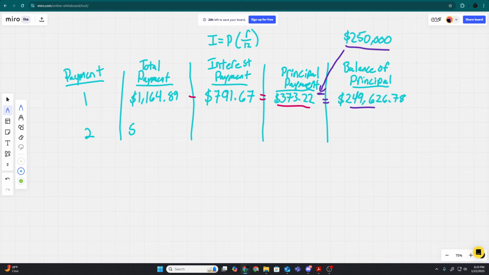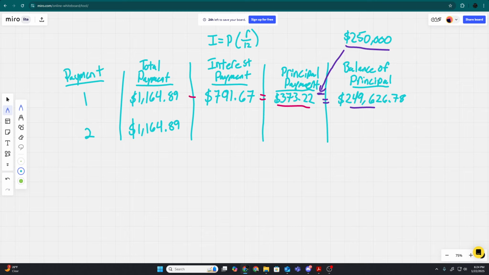Okay, on payment 2, we're going to do it again. Payment, still the same. So through amortization, the payment's always the same. Sometimes the last payment could be a little different, but all the payments are the same. But now what's going to happen is our interest is going to change, right? Because we used $250,000 to get this number, but now we're looking at the new balance. So this is our new balance, after we made our first payment.